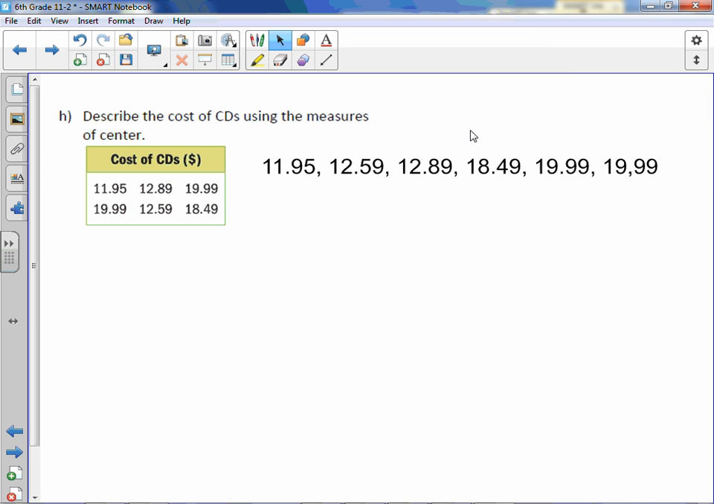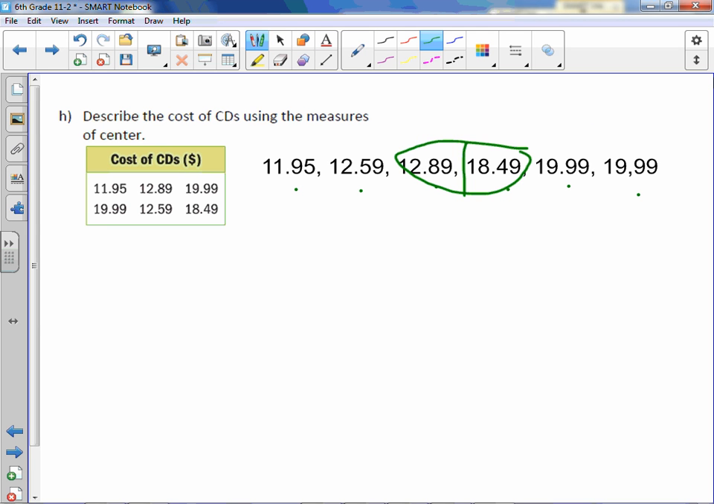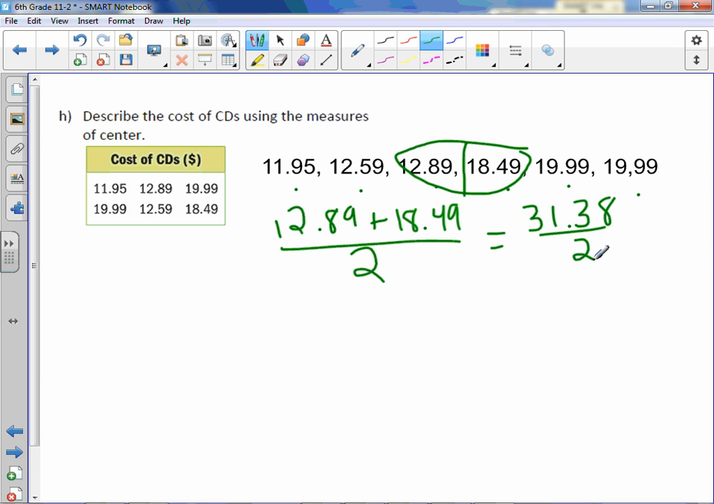So let's find the middle, or median. 1, 2, 3. Looks like 2 numbers. So let's average them out. We have 12.89 plus 18.49. Divide by 2. 12.89 plus 18.49 is 31.38. Divide by 2, and we get 15.69 as our median.